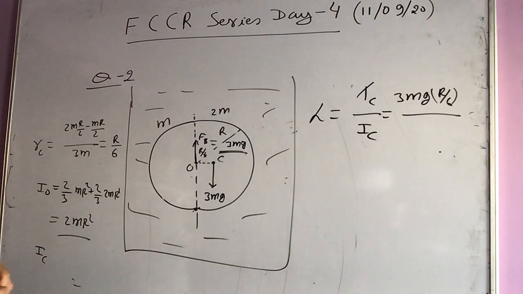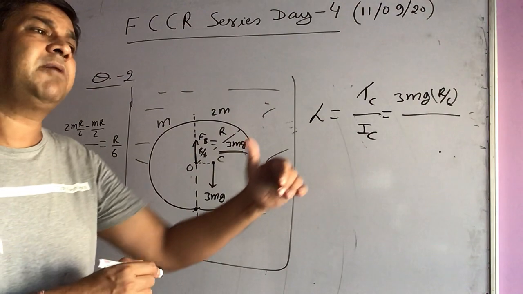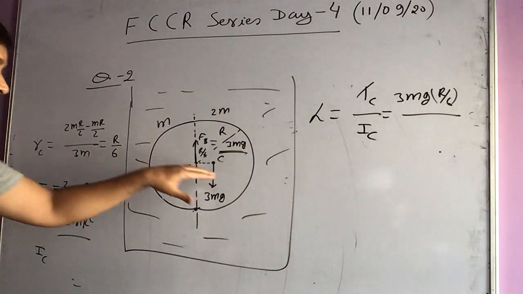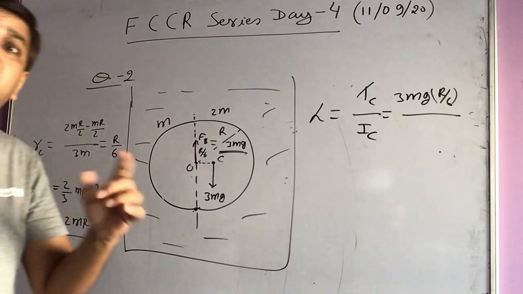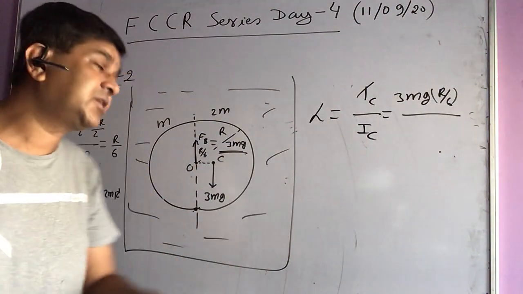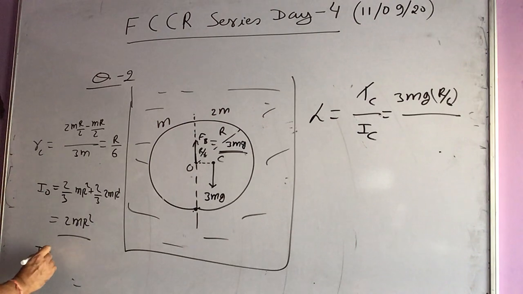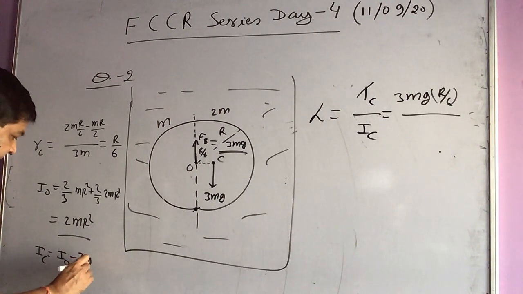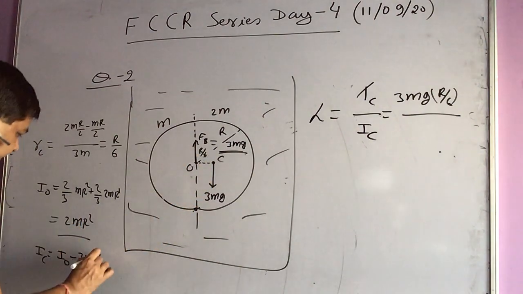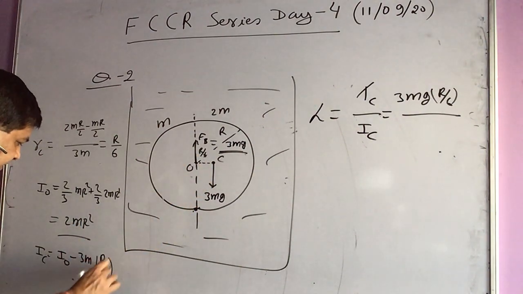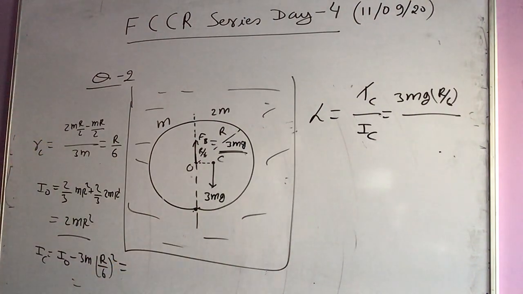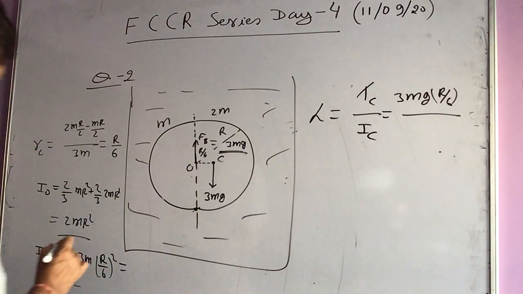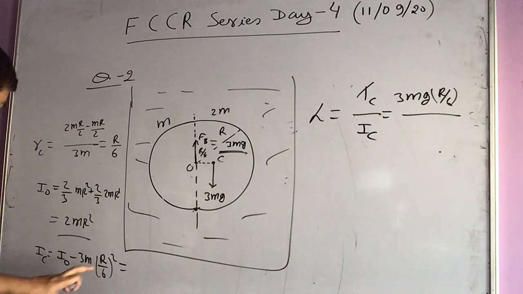In the parallel axis theorem, if I require the moment of inertia about any other axis and know the moment of inertia about the center of mass, then we make the sum. But if we know the moment of inertia about another axis and we require it about the center of mass, then we subtract. So we are getting I naught minus total mass into this distance squared, (r by 6) square. Solving it here, I am getting I naught minus 3m (r by 6) square.